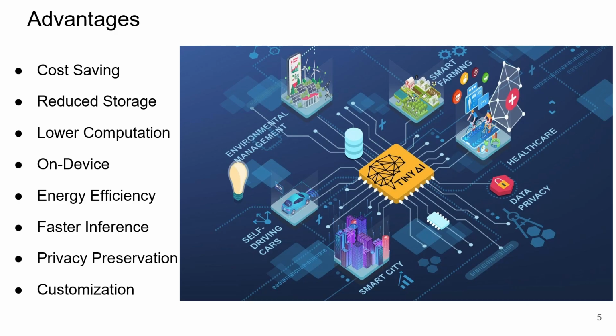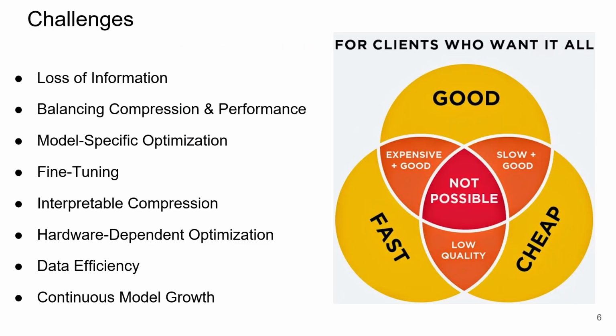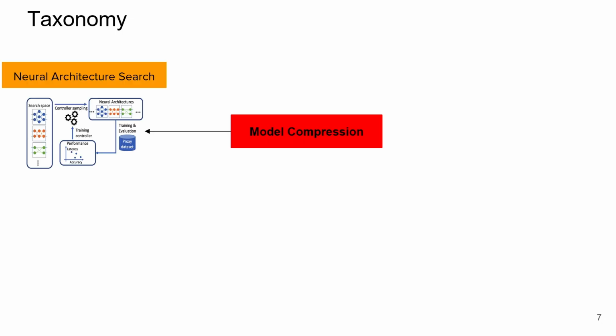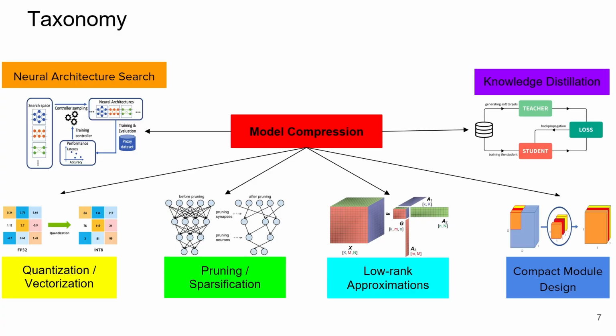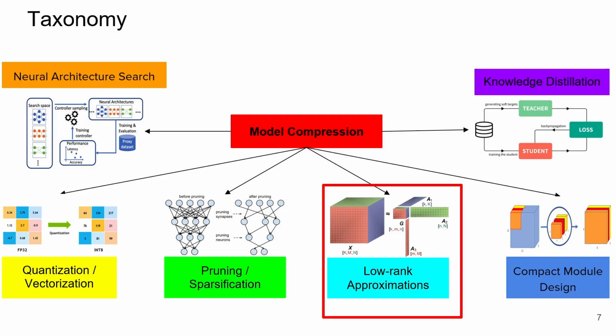Model compression provides benefits like cost savings, reduced storage, lower computational demands, on-device deployment, energy efficiency, faster inference, and privacy preservation. However, compressing models is challenging. We aim to reduce parameter count while preserving accuracy. This balance is tough due to information loss and the need for model-specific optimization. Several model compression techniques exist, including neural architecture search, quantization, pruning, low-rank approximations, compact module design, and knowledge distillation. Our work focuses on low-rank approximations, specifically using tensor decomposition.